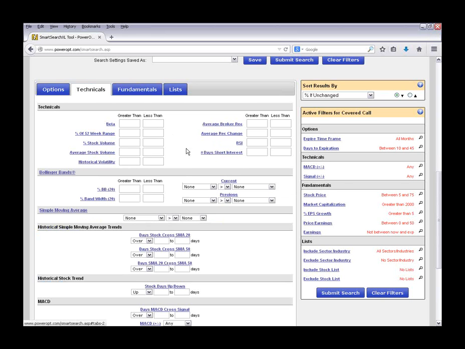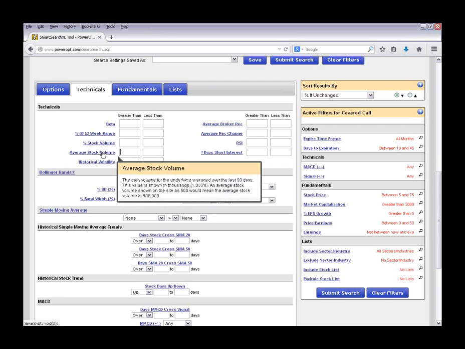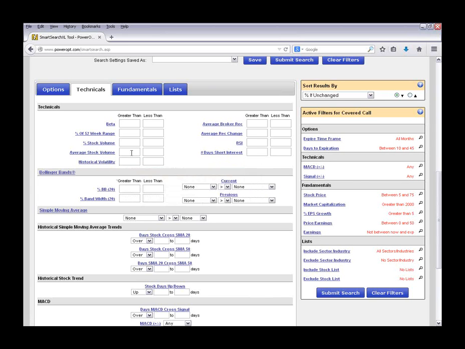All right, let's navigate over to the technicals. And we're just going to keep this simple. I'm going to look for an average stock volume, the average number of shares traded over the last 90 days. This one is measured in thousands. So if I wanted to see only those stocks that trade at least 500,000 shares on average per day, we'd put in a filter of greater than 500.